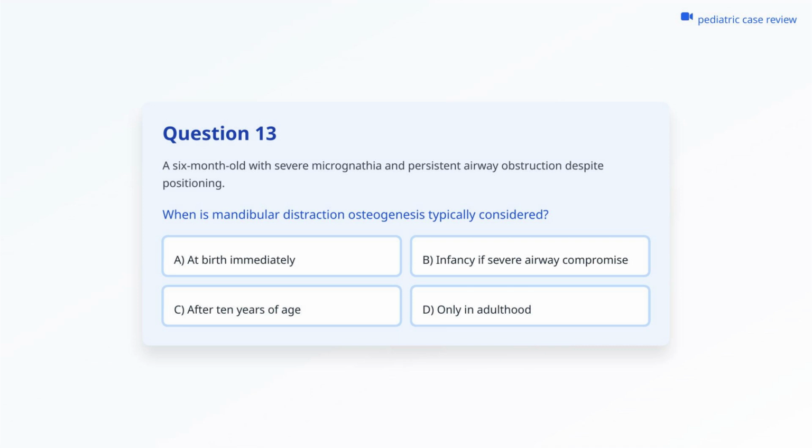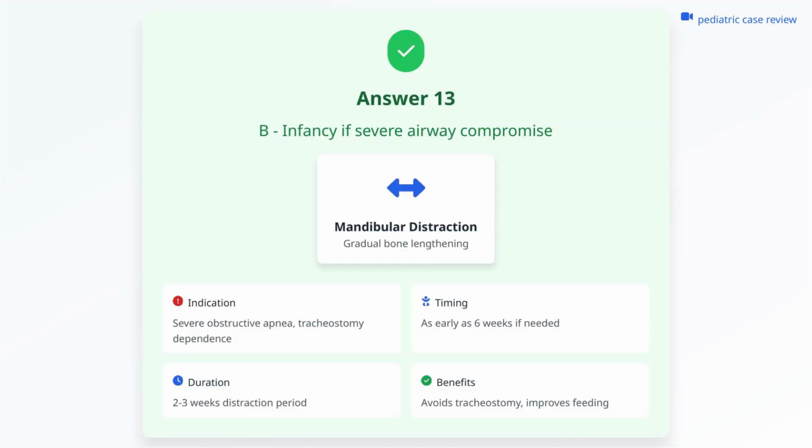Question 13. A 6-month-old with severe micrognathia and persistent airway obstruction despite positioning. When is mandibular distraction osteogenesis typically considered? Option A, at birth immediately. Option B, infancy if severe airway compromise. Option C, after 10 years of age. Option D, only in adulthood. Consider intervention timing. The correct answer is B.